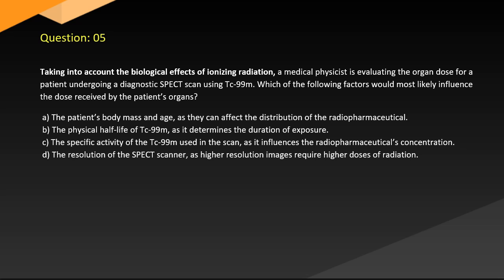A. The patient's body mass and age, as they can affect the distribution of the radiopharmaceutical. B. The physical half-life of Tc-99m, as it determines the duration of exposure. C. The specific activity of the Tc-99m used in the scan, as it influences the radiopharmaceutical's concentration. D. The resolution of the SPECT scanner, as higher-resolution images require higher doses of radiation.